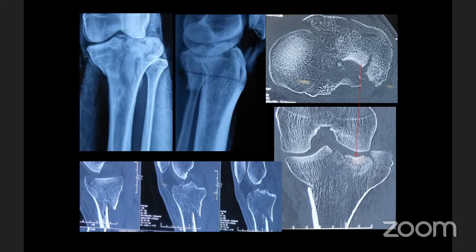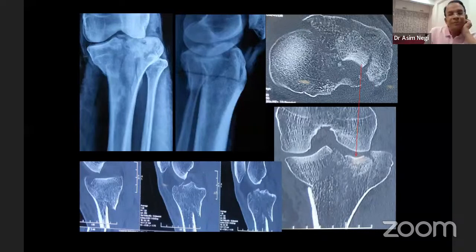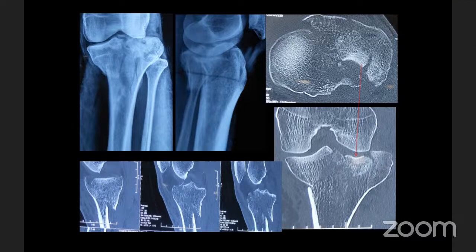Sir, one more thing. We use the distractor very infrequently, or underused, I say. It is the instrument which should be used a little bit more liberally in a lateral condyle comminuted fracture. You put anterior pins and put a distractor on the medial side and then distract it, you will have a beautiful exposure of the joint. Excellent. You can see a lot of things and you can elevate it very nicely.